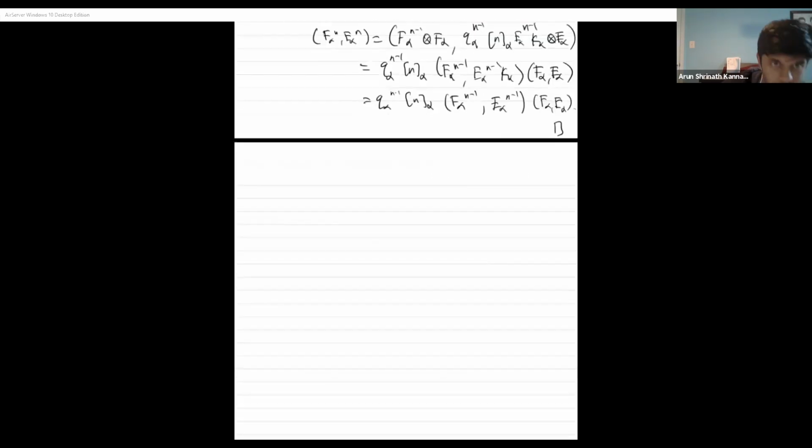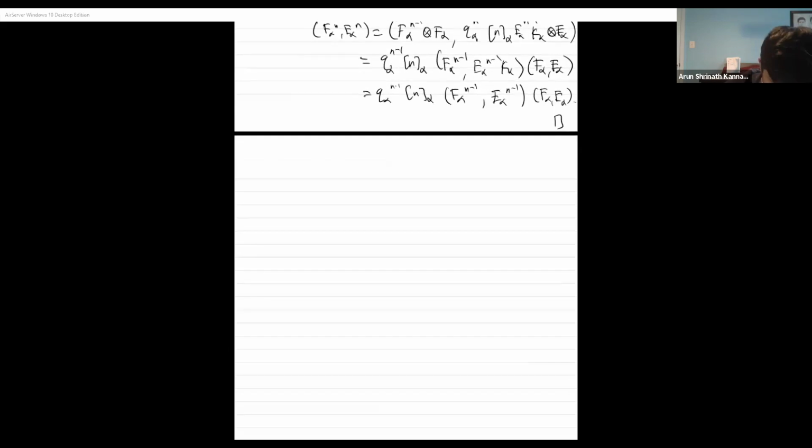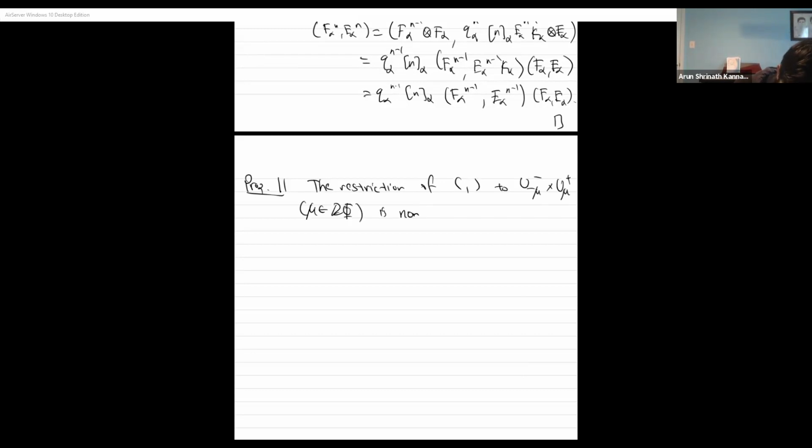So Yvonne mentioned non-degeneracy, and so that's the next thing we're going to talk about. So we have the following proposition. The restriction of our pairing to u minus mu minus, mu plus, for any mu in the root lattice, is non-degenerate.